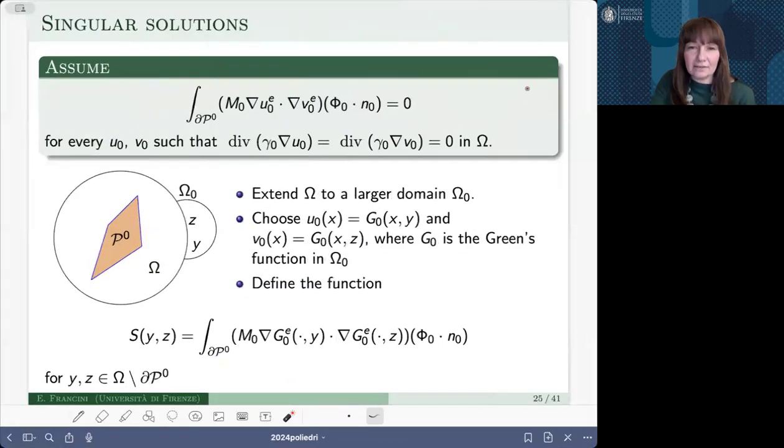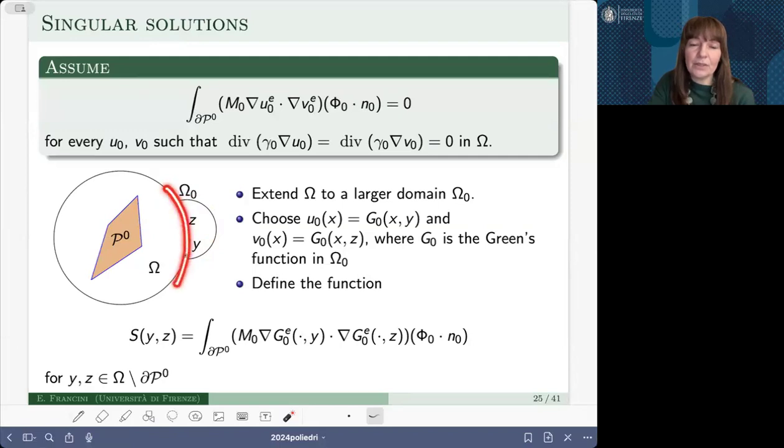So we are starting from this assumption here, and we decide to use as u0 and v0 special solutions, singular solutions that I'll build as Green's functions in a larger domain. So the idea is the following. We take our domain omega. We take a bigger domain by adding a part here. So we take omega 0, which is larger. We will deal with the local Dirichlet-Neumann map.